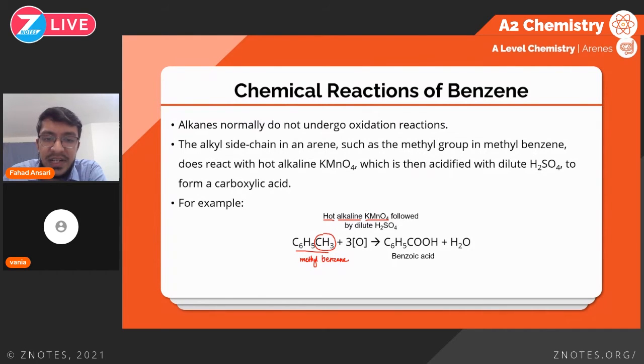And once it reacts with KMnO4, obviously we're going to use dilute H2SO4 to ensure that the alkali catalyst does not react with the product of this reaction, which is an acid, right? We want to ensure that the acid does not react with the alkali catalyst. We have benzoic acid that is the product. Basically, the CH3 has been replaced by COOH.